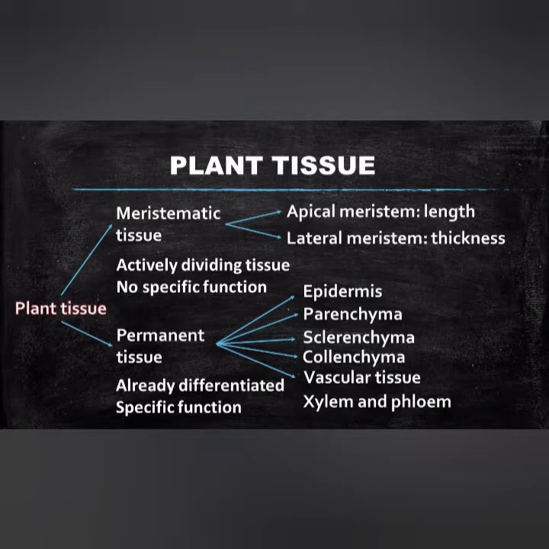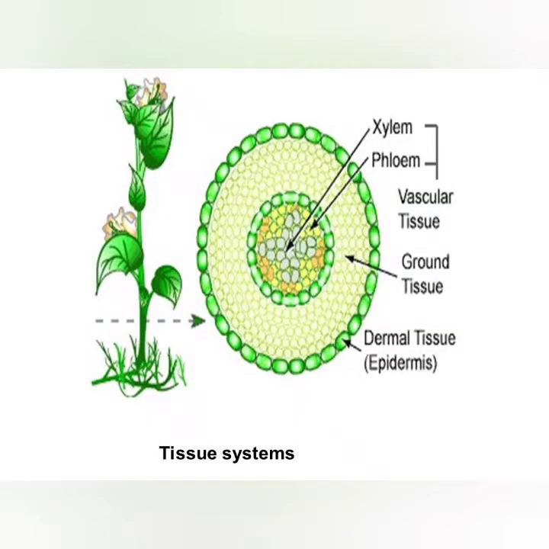As a whole, plant tissues are generally of two types: meristematic tissues and permanent tissues. Meristematic tissues are further divided into apical, lateral and intercalary, and permanent tissues are differentiated into simple permanent tissue and complex permanent tissue. Simple permanent tissue includes parenchyma, collenchyma and sclerenchyma, and complex permanent tissue includes xylem and phloem, which are the vascular tissue.